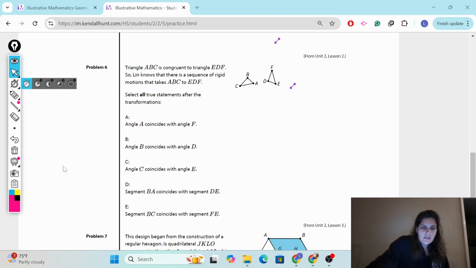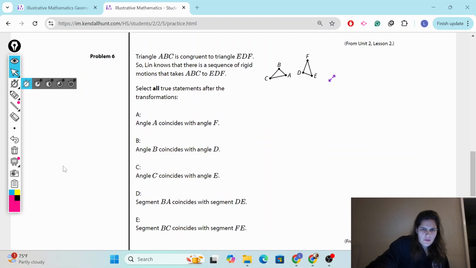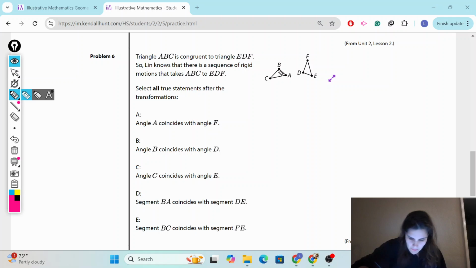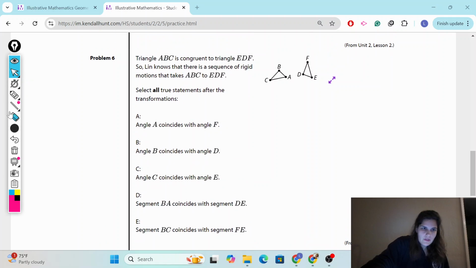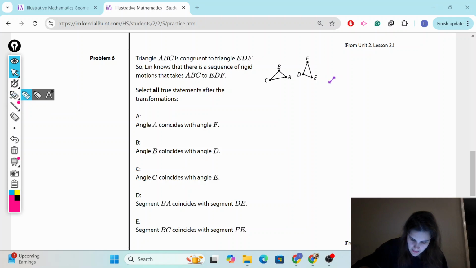Problem number 6. Triangle ABC is congruent to triangle EDF. So Lynn knows that there is a sequence of rigid motions that brings ABC to EDF. Yes, so Lynn is correct. Select all the statements that are true after the transformation. So we are looking for what stacks on top of what. So ABC is going to go on top of EDF.